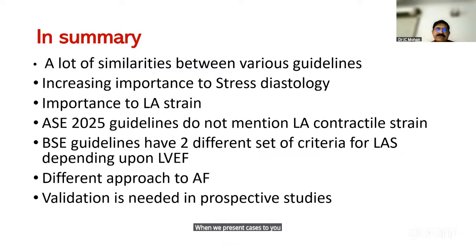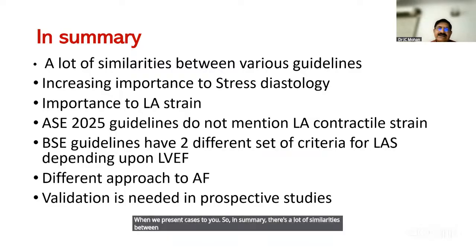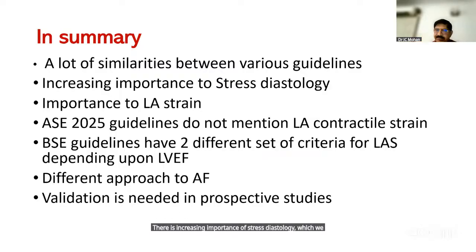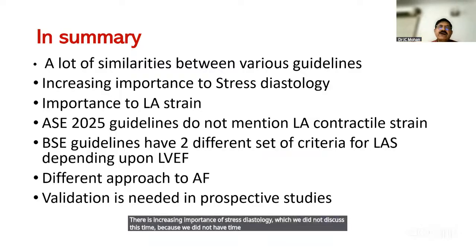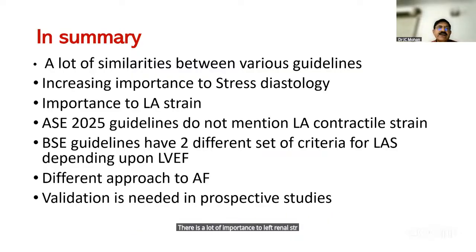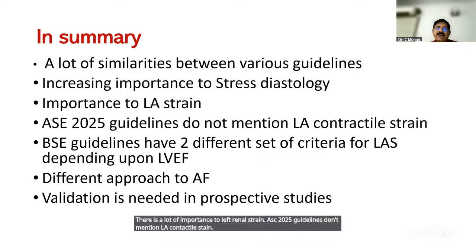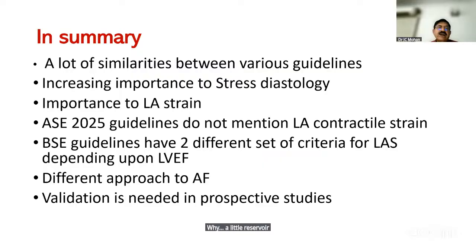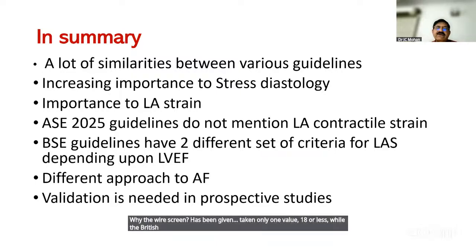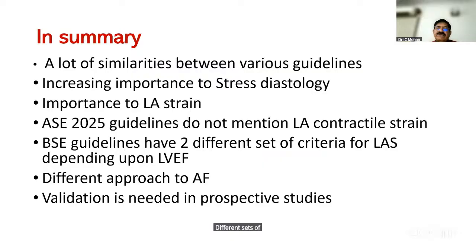So in summary, there are a lot of similarities between various guidelines. There is increasing importance of stress diastology, which we did not discuss this time because we did not have time. In 1 hour, we can't discuss everything. There is a lot of importance to left atrial strain. ASE 2025 guidelines don't mention LA contractile strain. The LA reservoir strain has been taken only as one value, 18 or less, while the British Society guidelines have different sets of criteria for left atrial reservoir strain and left atrial contractile strain. There is a slightly different approach for atrial fibrillation.